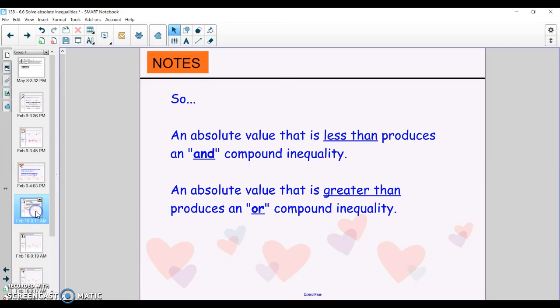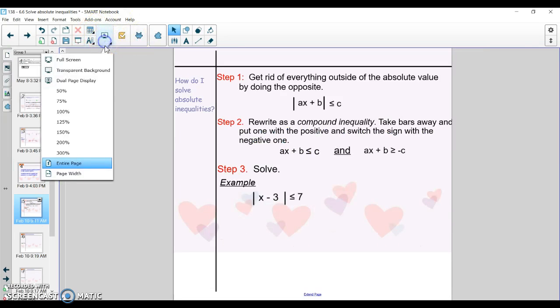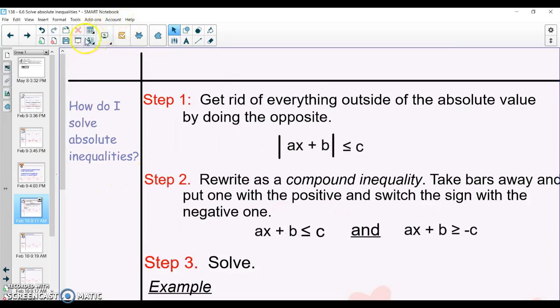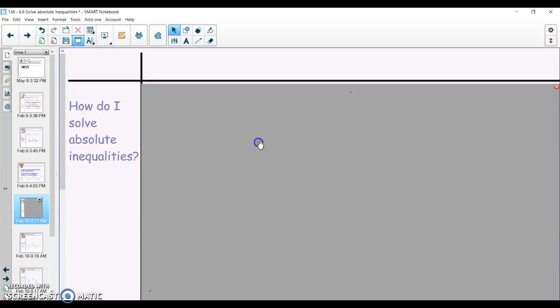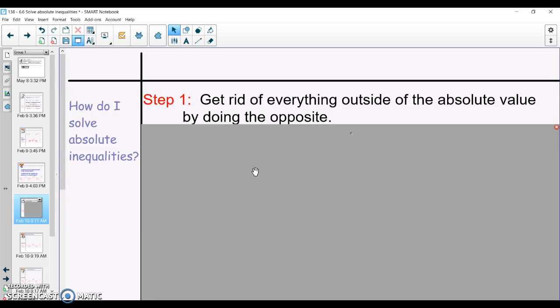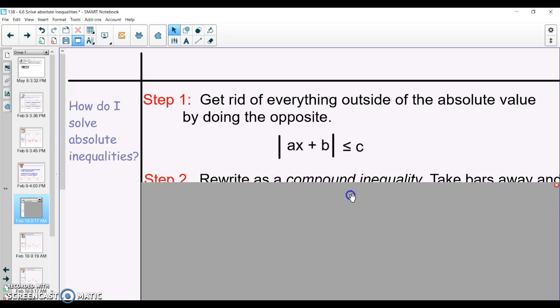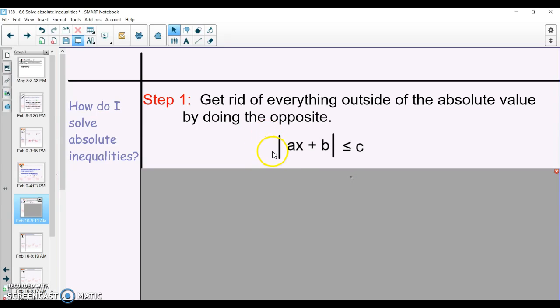So let's think about this. What if I'm asked to solve an equation and I don't just have x? So how do I solve absolute value inequalities? Well, your first job is to get rid of everything outside of the absolute value sign by doing the opposite. You tend to do that by using inverse operations. So if I had anything outside of those absolute value signs, maybe a +2 or a ×4, I would first get rid of it. Because I can't do anything with the stuff inside until my next piece.